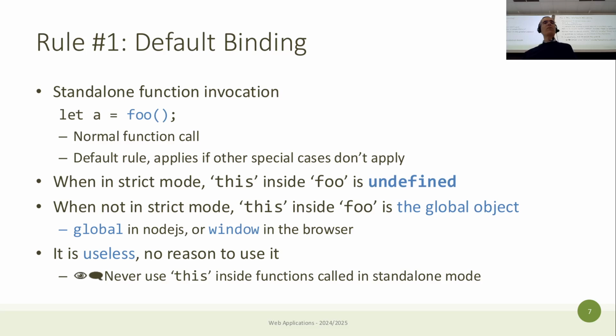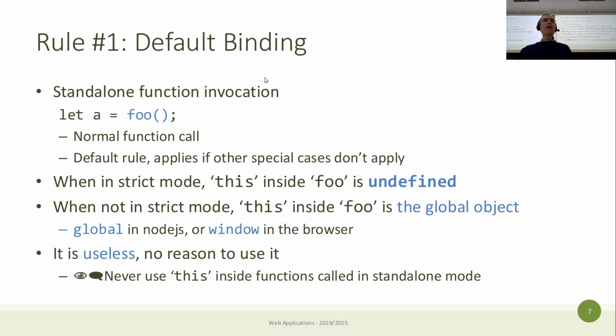functions in general. Let's say normal, traditional function calls without involving objects and anything. Okay? So here a default rule applies. And when we are in strict mode, this inside the function is undefined. So it means we shouldn't use the this. It doesn't make sense to use the this. We are just calling a normal function without objects and so on. So, I mean, there's no object, so there's no point in using the this inside the function.